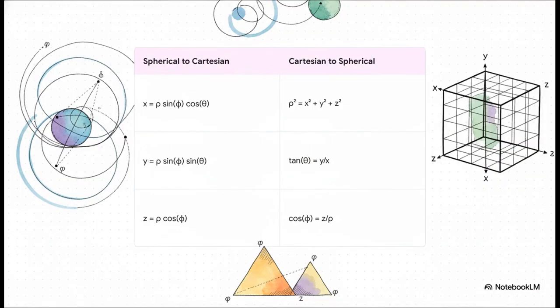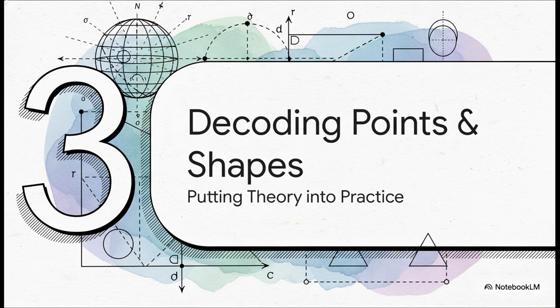On the left, you've got the formulas to go from spherical back to Cartesian, x, y, and z. And on the right, you've got the ones to go from Cartesian to spherical. And if you look closely, you'll see it's all just good old-fashioned trigonometry. Sines and cosines are the magic that connects the distance and angles of one system to the straight line axes of the other.